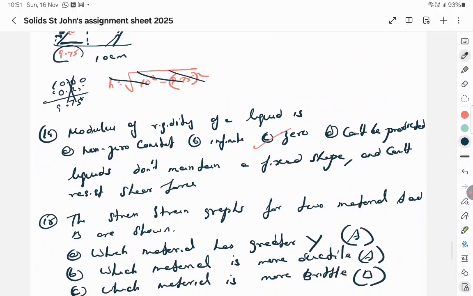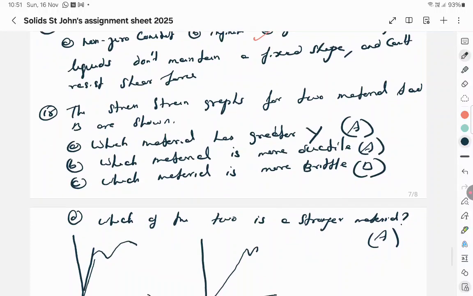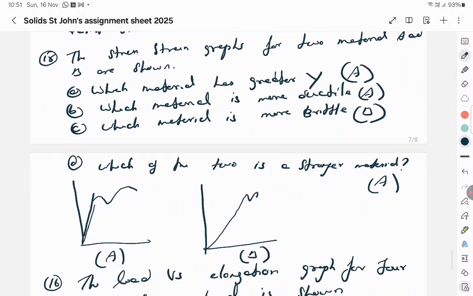14th question, the modulus of rigidity of a liquid is 0. Because liquid has no fixed shape, it cannot offer any resistance to shearing force. The modulus of rigidity is therefore 0. So next, the shear stress-strain graphs for two materials A and B have been given. Can you see first one has got a steeper slope stress strain curve, therefore it's got greater modulus. Whereas the second one is not very steep when compared to A.